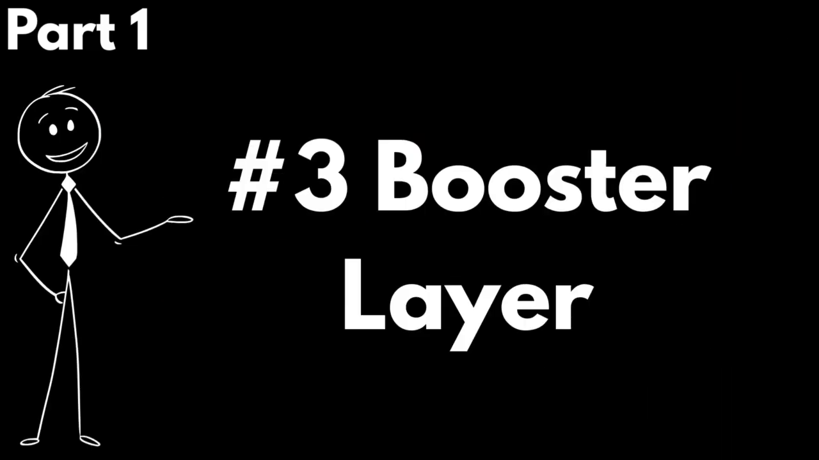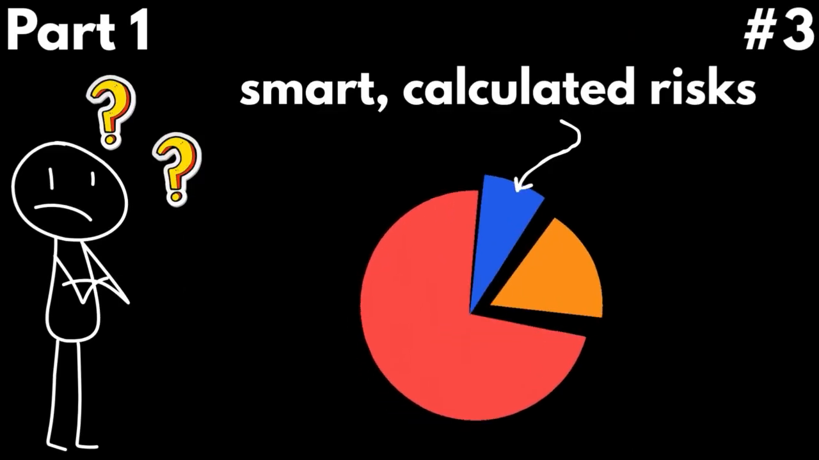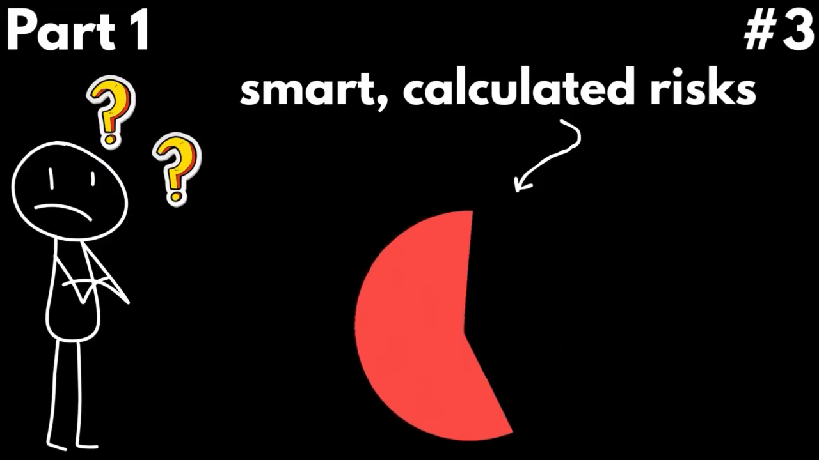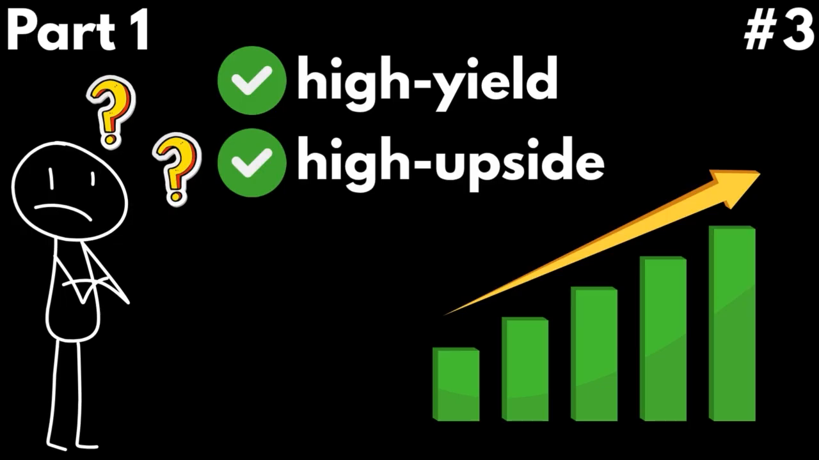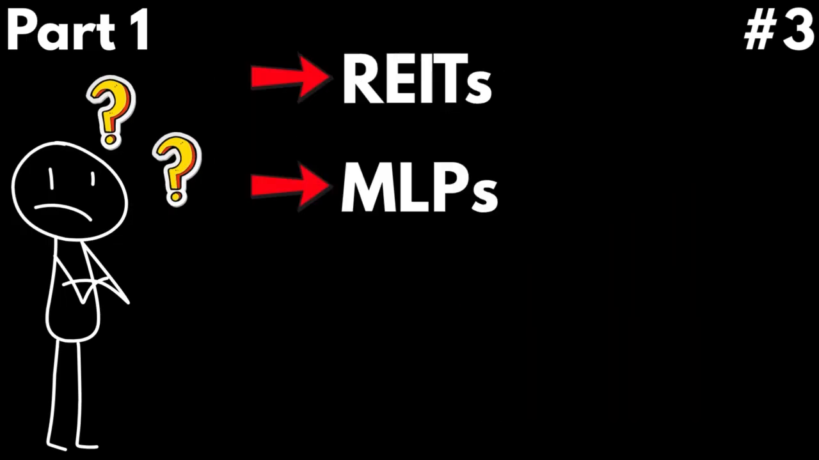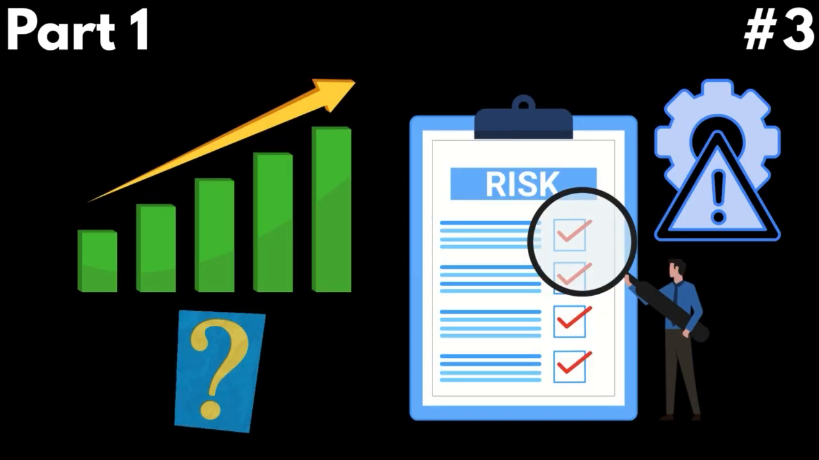Finally, the booster layer, the wild child, the small slice of your portfolio that takes smart, calculated risks. These are the high-yield, high-upside plays, the REITs, the MLPs, the overlooked sectors. They add spice. They push your returns higher, if you control the risk.